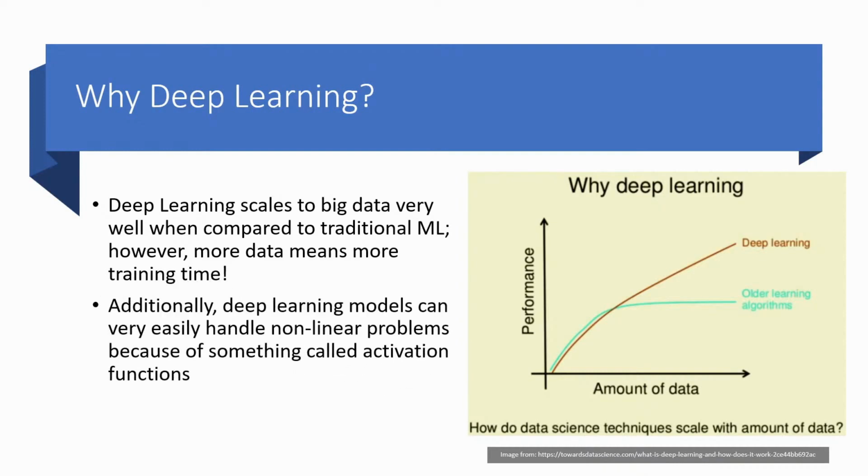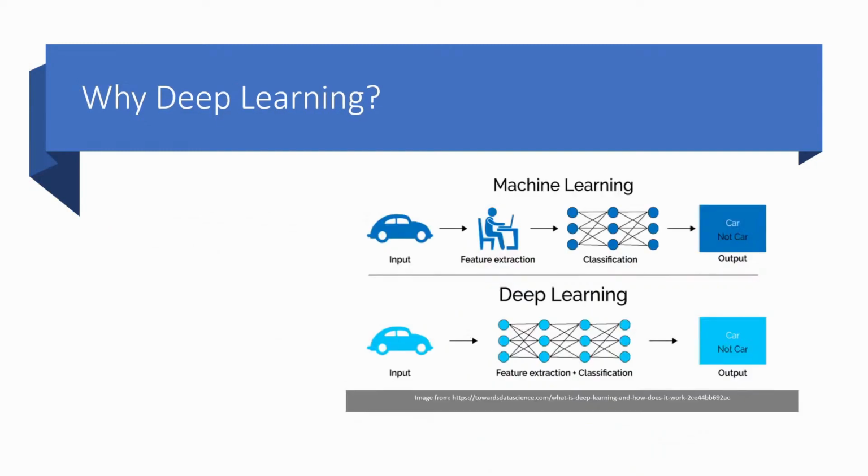Additionally, deep learning models can very easily handle nonlinear problems because of something that they have called activation functions. Deep learning also does not rely on human-created features.